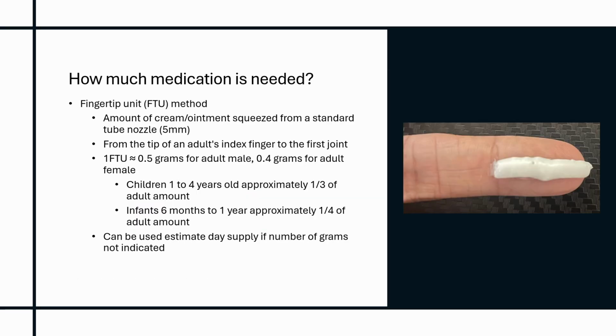The fingertip unit method is useful because it helps determine how much cream or how much ointment is needed to cover an affected area if the medication does not give recommendations or guidance. The amount of medication that is squeezed from a standard tube nozzle onto the tip of an adult male's finger is approximately half a gram. This method can be used to estimate the day supply of a medication when the number of grams isn't specified by the provider.